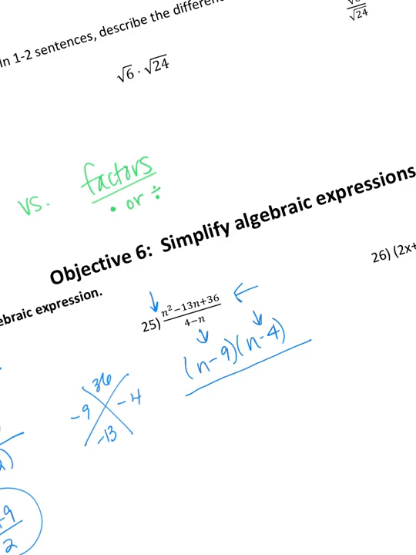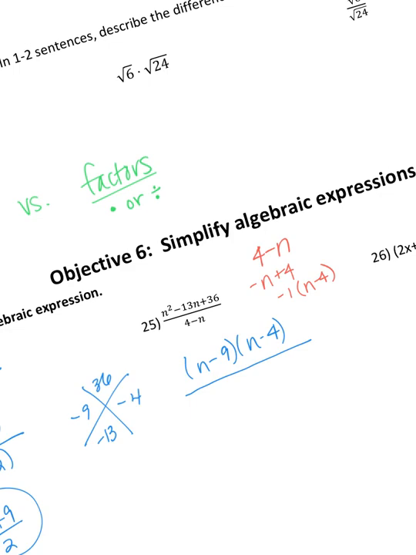So let's look at this 4 minus n for a second. I just want to mess around with this 4 minus n for a second. So 4 minus n, we want it to be n minus 4. So even if we rearrange this, we get negative n plus 4. So in order to make it the same, we have to factor out a negative 1. So we get negative 1 times n minus 4, and there we go. Now we have the same factor.